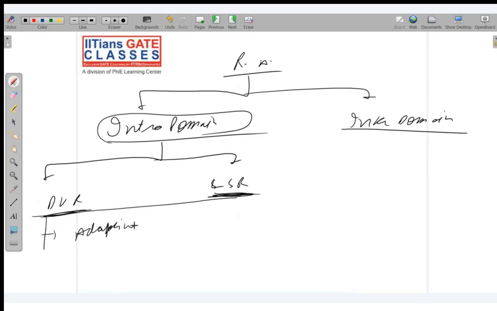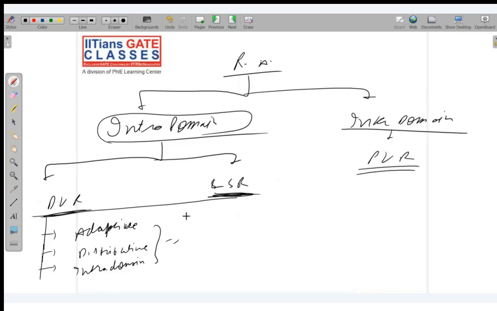Adaptive means they can change with the environment. If one router fails, they will change the entry, and I will tell you how they change. Second is distributive, and the third is they work for intra-domain. These 3 points you should remember. An inter-domain example is PVR, path vector routing. I have already told you, path vector routing, PVR.